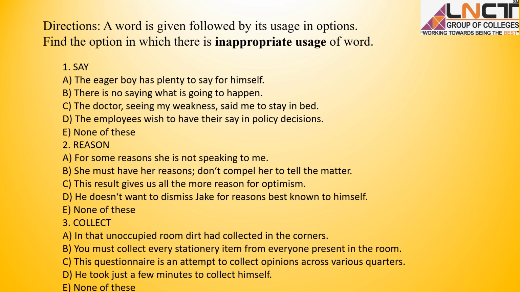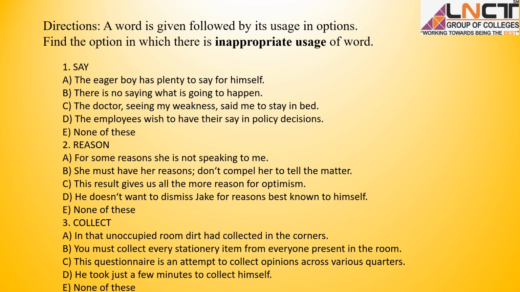C says this result gives all the more reason for optimism. This sentence is exactly what A should have been all about. You know, the word reason is preceded by more, and when we use this kind of a determiner, we mean that the word reason is uncountable. The same should have been done in A also.